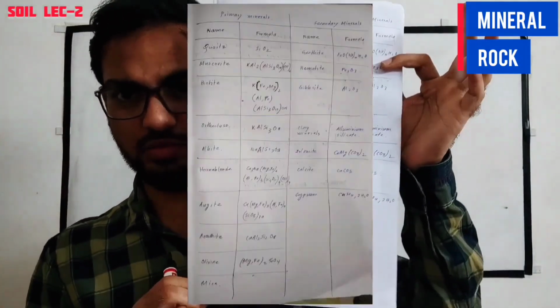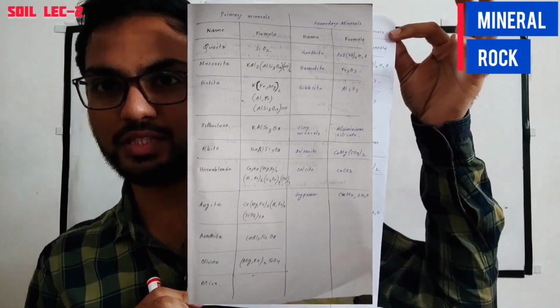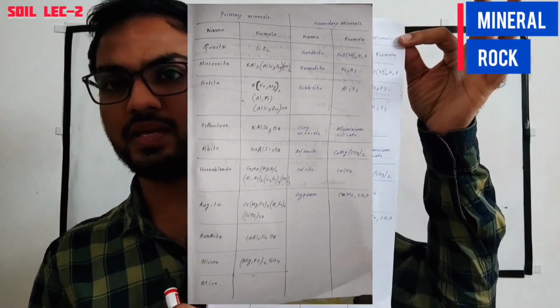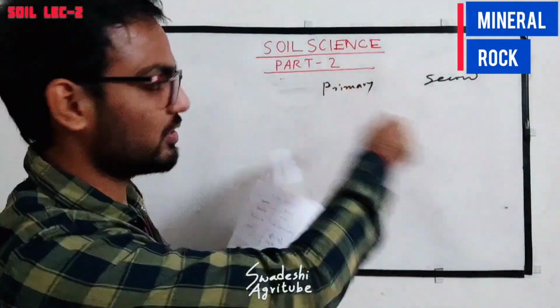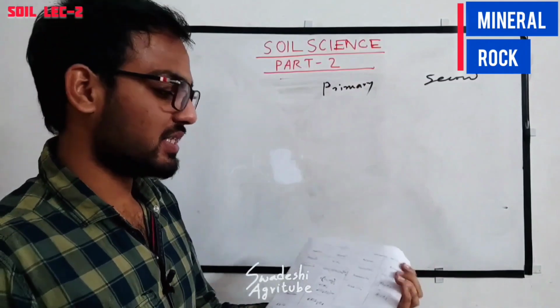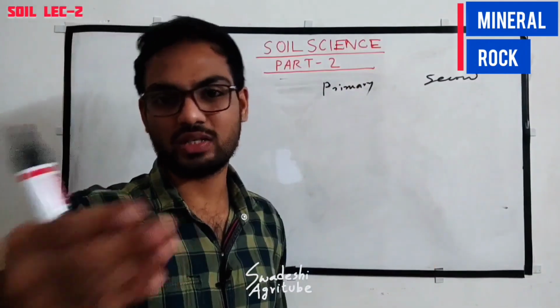I have already made a detailed chart of these names and formulas, and I don't think creating this list again on this board would be much more beneficial for you. Rather, if you get this list, you will obviously remember it. So I am going to send this list on my Telegram or in image format. I will paste the link in the description box. You can just download it and make your own list according to your memorizing capacity.